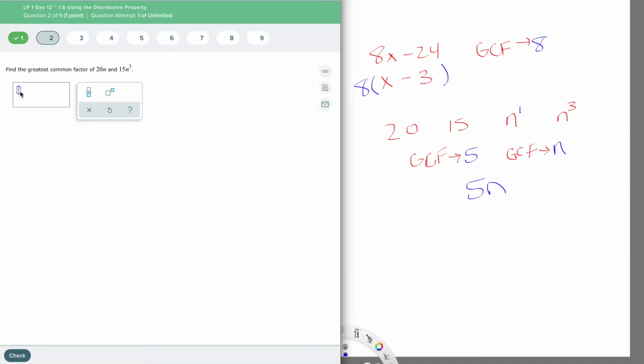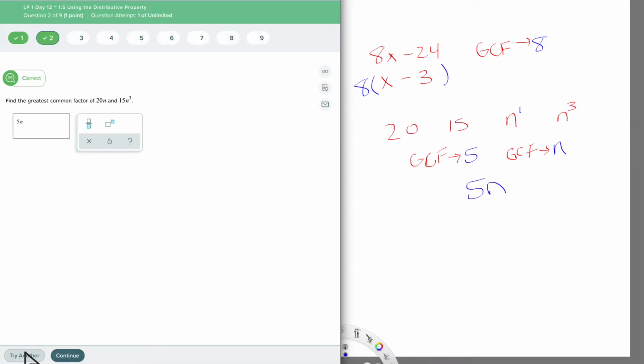So I just need to look at them separately and then put them back together, because I can take out both a coefficient of 5 and a variable of n from both. So it's a greatest common factor for both. Alrighty.